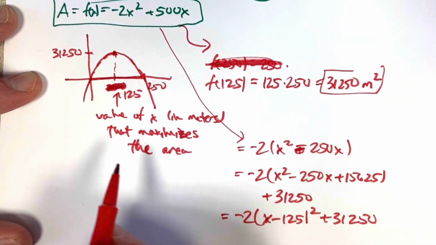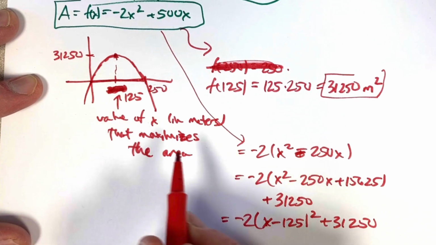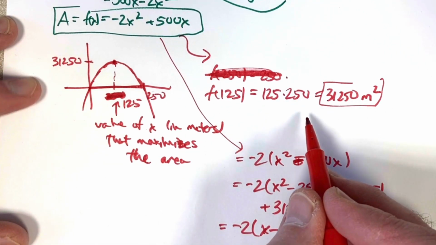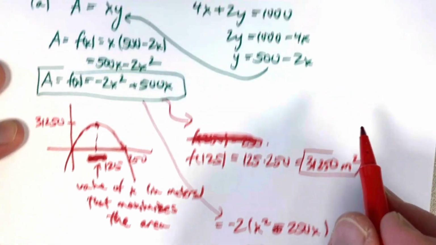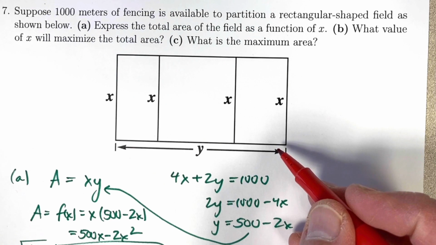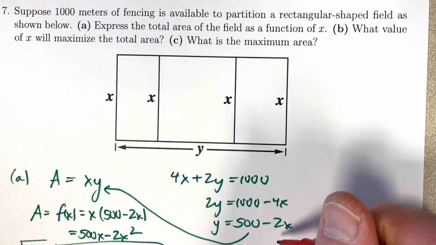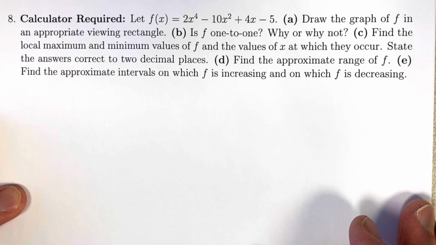So to summarize, the value of x where the maximum area occurs is 125 meters, and the maximum area itself is 31,250 square meters. And if you're trying to maximize area here, which is a natural thing to want to do for this field, that's what you would want to pick for x, 125 meters. And you could also find the corresponding value of y to be 250 meters. We are on to the last problem, yay!